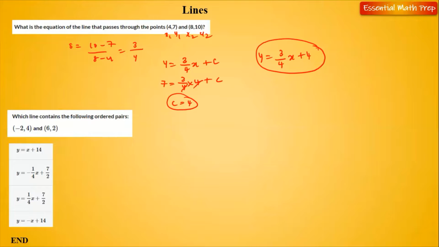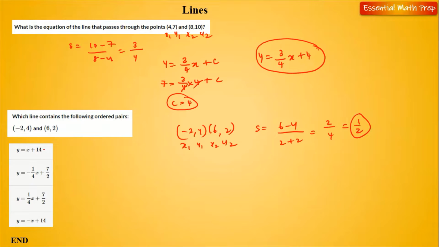Well, the last problem is very easy if you know what you're doing. So we have negative 2, 4 and 6, 2. So we have x1, y1, x2, y2. Just determine the slope and match the slope against the answer choices, and that's it. So 6 minus 4 over 2 plus 2. So that's 2 over 4 is 1/2.